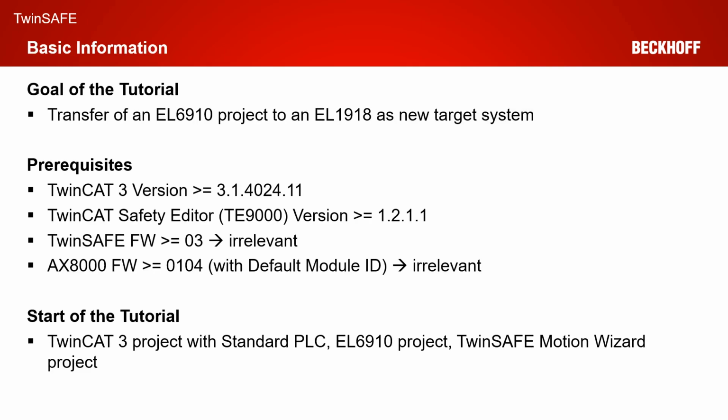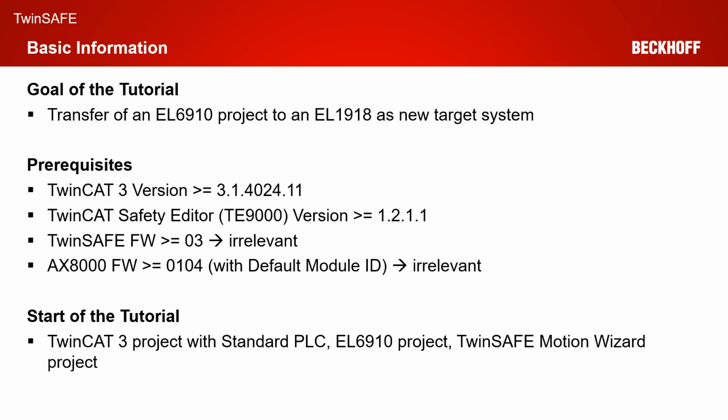As mentioned before, today we take an existing EL6910 project, which is communicating with a safety project as a result of the TwinSAFE Motion Wizard, and we want to transfer that EL6910 project to an EL1918 as a new target system. As prerequisites today, you need a TwinCAT 3 version greater or equal to 4024.11, a TE9000 version greater or equal to 1211. You need a TwinSAFE firmware on the AX8000 greater or equal to 03, and an AX8000 firmware greater or equal to 0104 with the default module ID active.